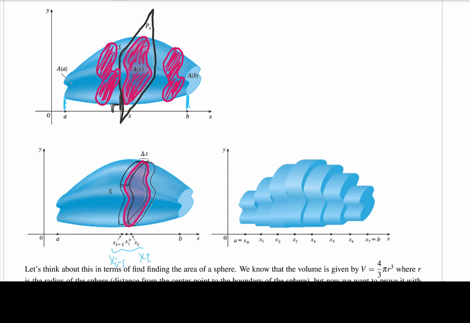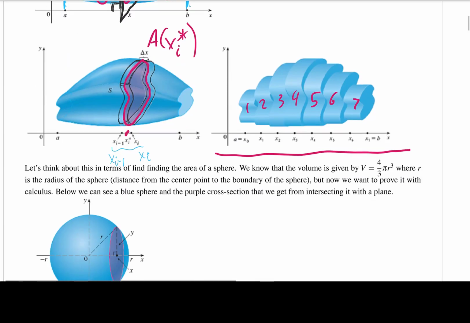And so this A of x sub i star is going to be the area of the slice at x sub i star. And so you can see over here, what's happening in this picture is we've taken 1, 2, 3, 4, 5, 6, 7 partitions of this solid, right? And what we want to do is basically break it up into infinitely many. That way we're capturing two-dimensional pieces, adding their areas together to get this volume.